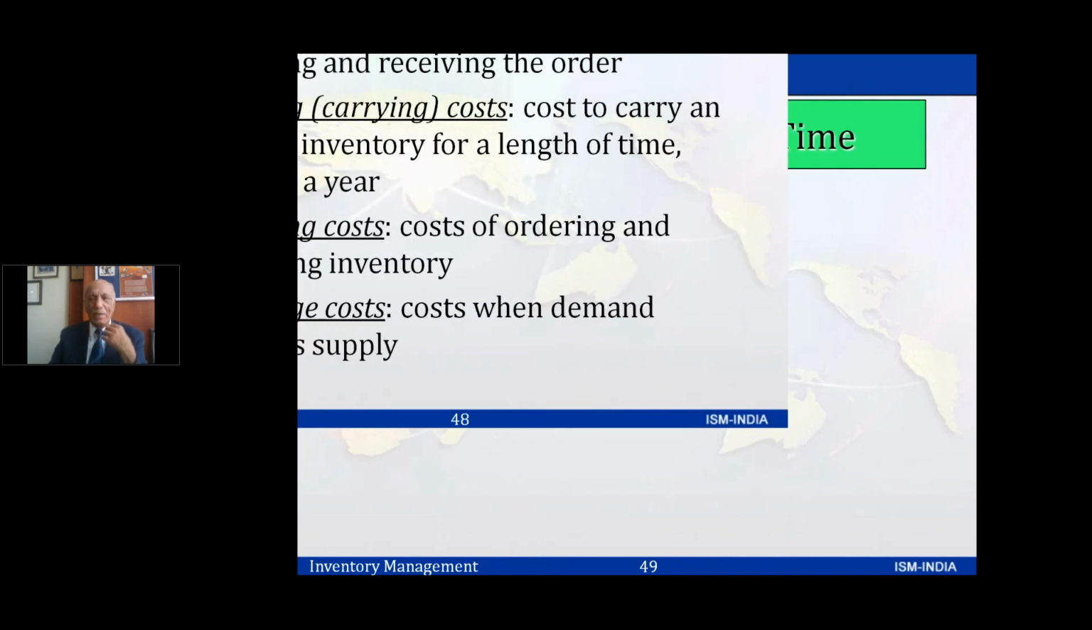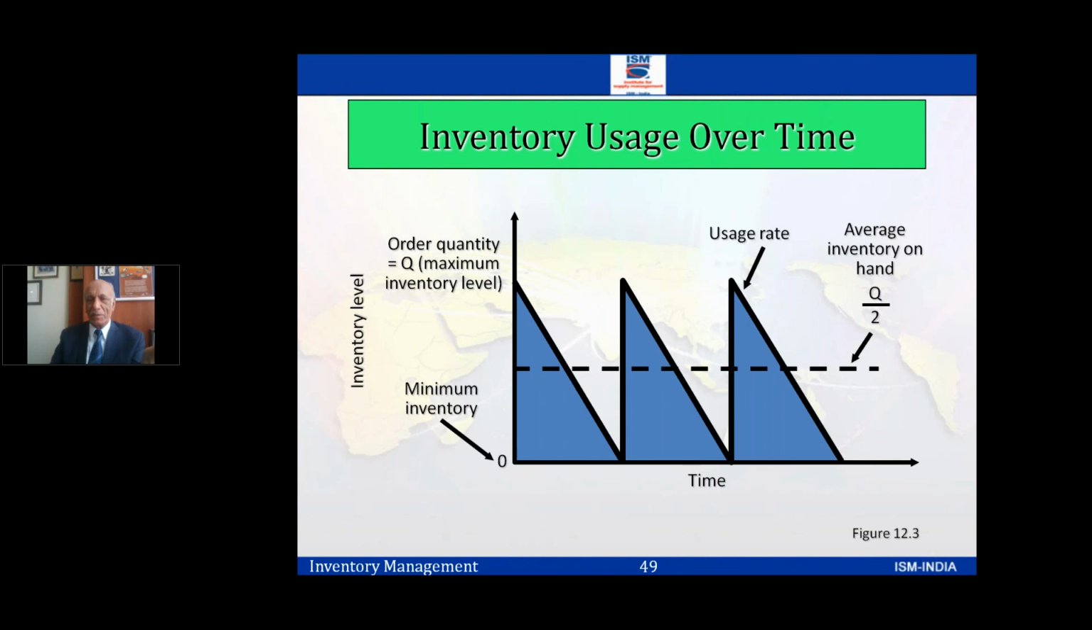So here try to understand this whole thing around inventory usage. At a 0 level, I place an order, and my inventory rises to the full maximum level of Q. I go on using it, then come to 0 level, then it goes up, again down, goes up. I go on using it in a slope form. The average is Q by 2.